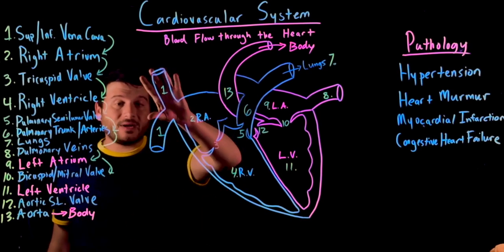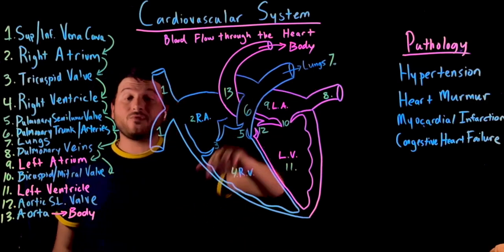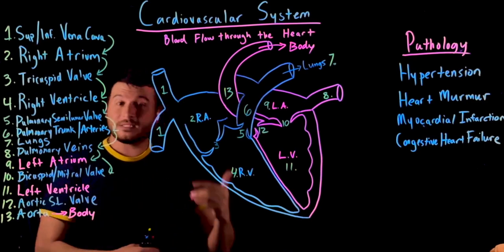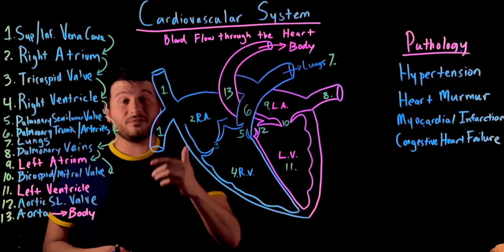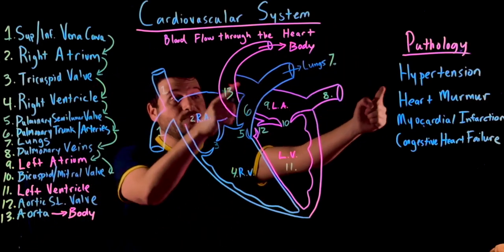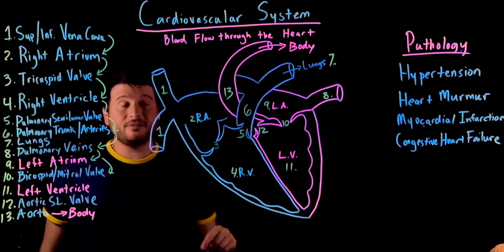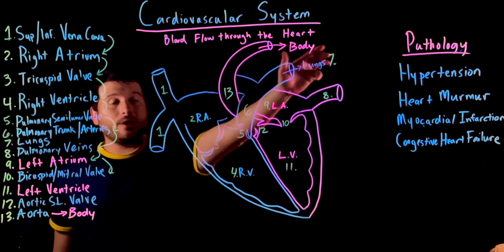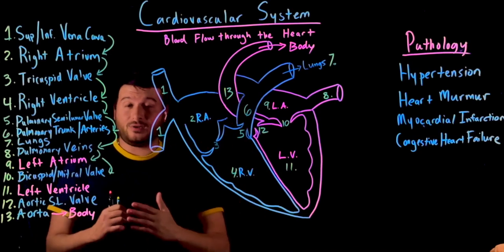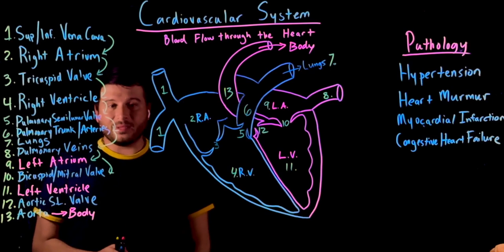It should start in this right atrium, go to the right ventricle, pump to the lungs for oxygenation. Once it's fully oxygenated and we've dumped off the carbon dioxide and exhaled that, then the oxygenated blood passes to the left atrium, then to the left ventricle, up to the aorta, and to the systemic circuit, or the entire body. That is normal anatomy.